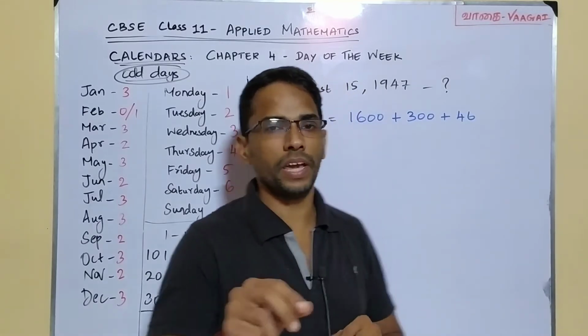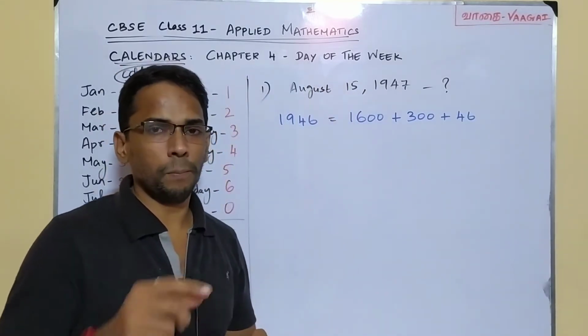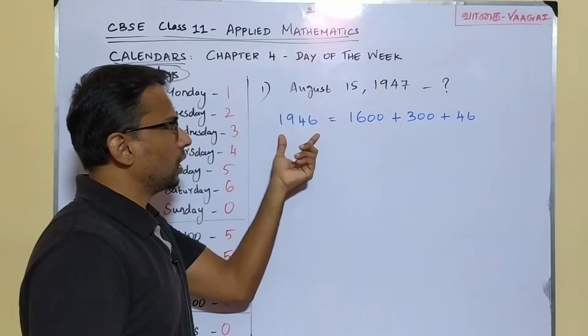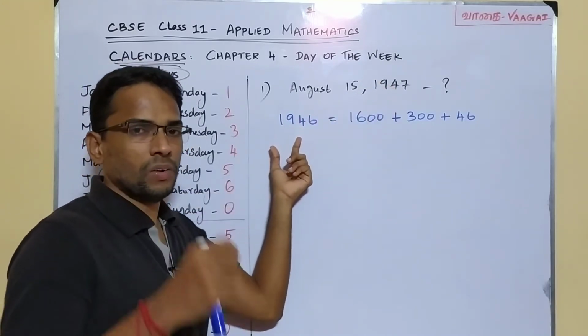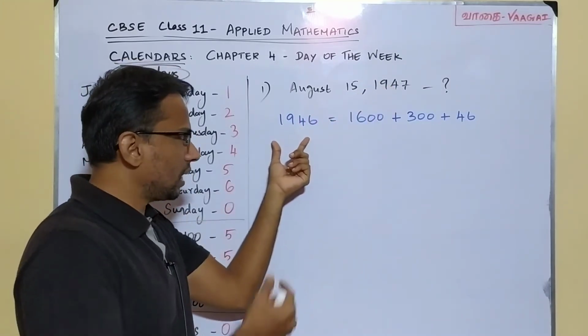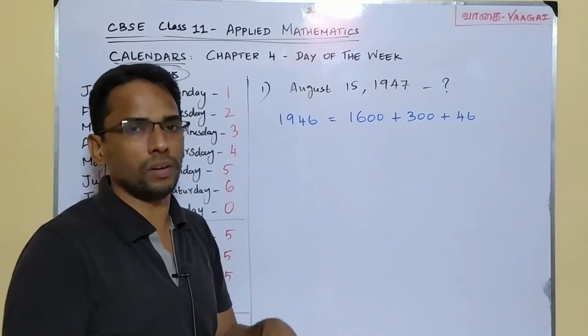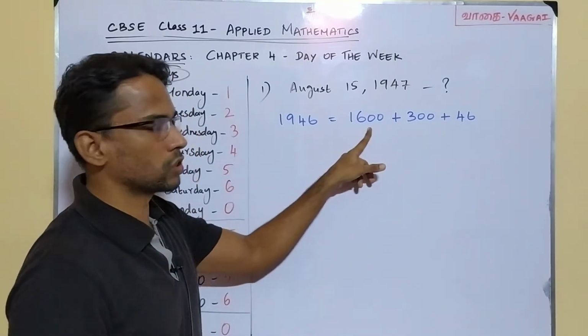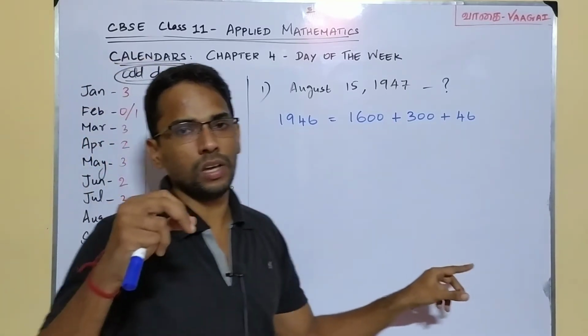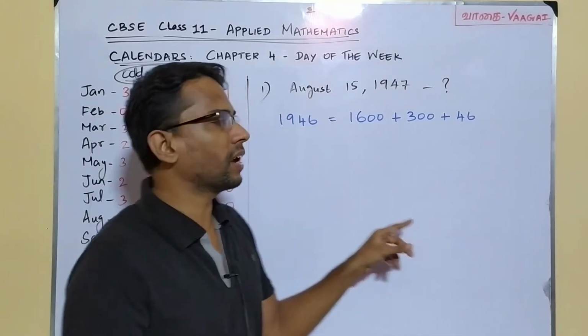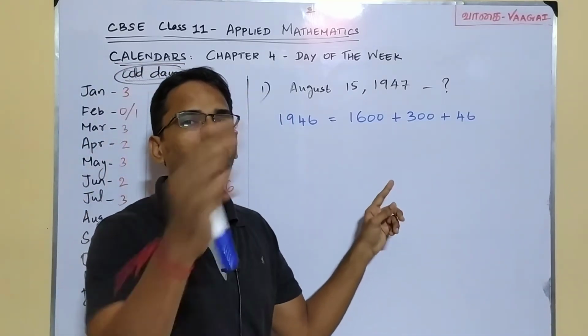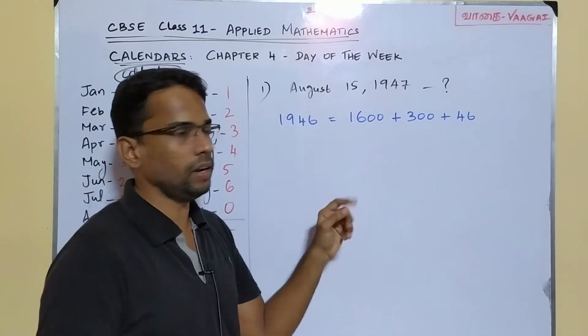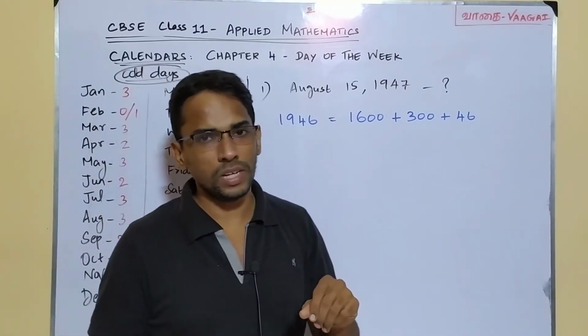And that's the reason I am taking this 1600 first. Whatever year is given to us, just try to collect the multiples of 400 first. So that's what I am doing here. 1600 I am taking, because at a maximum you can take 1600, I mean 4 400s, which is equal to 1600, from this year 1946.